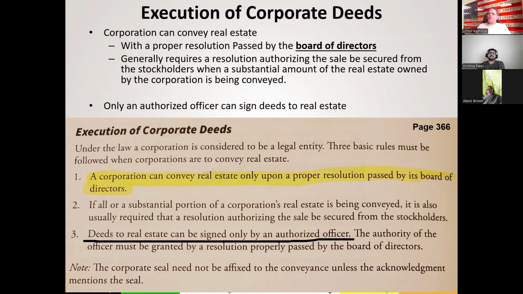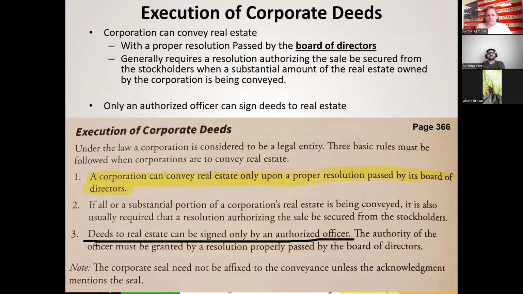So with a corporation, corporations can convey real estate with a proper resolution passed by its board of directors. Now, this generally requires a resolution authorizing the sale be secured from the stockholders when a substantial amount of the real estate is owned by the corporation or it's being conveyed. Otherwise, all that's needed is a proper resolution passed by the board of directors authorizing one person to be the representative to sign any official documents to list or sell or buy property on behalf of the corporation.